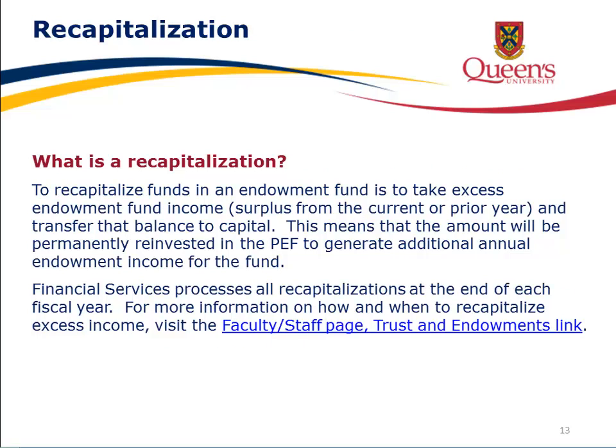What is a recapitalization? To recapitalize funds in an endowment fund is to take excess endowment fund income, that is, surplus from the current or prior year, and transfer that balance to capital. This means that the amount will be permanently reinvested in the PEF to generate additional annual endowment income for the fund. Financial Services processes all recapitalizations at the end of each fiscal year. For more information on how and when to recapitalize excess income, visit the Faculty Staff page, Trust and Endowments link.